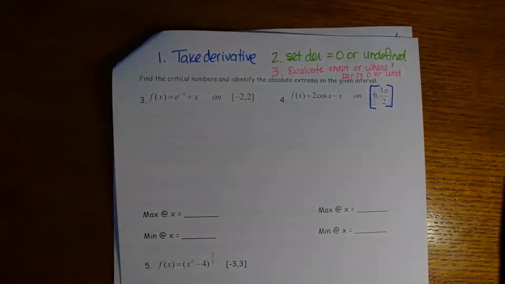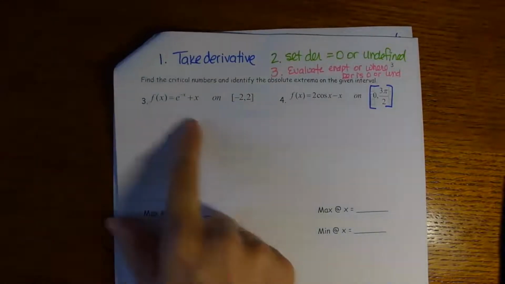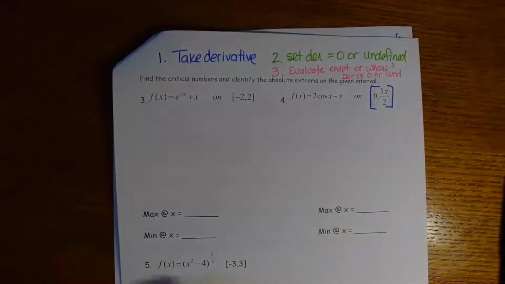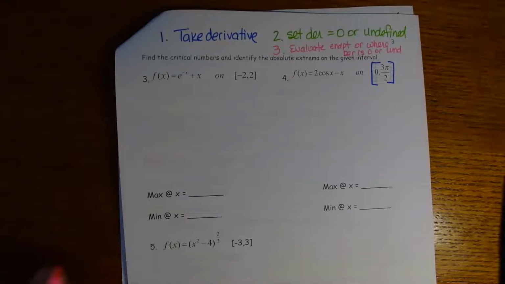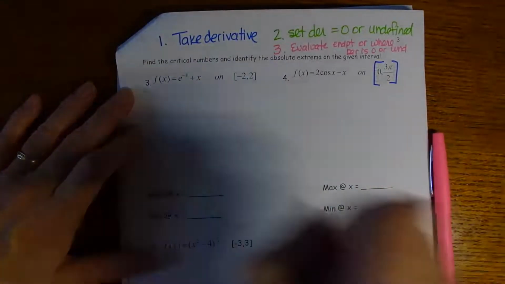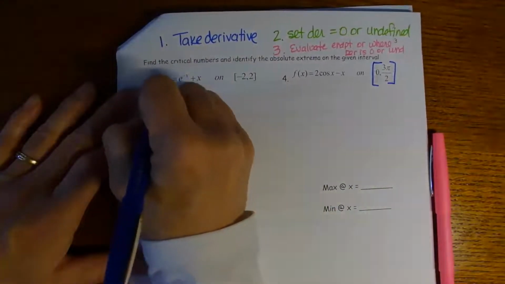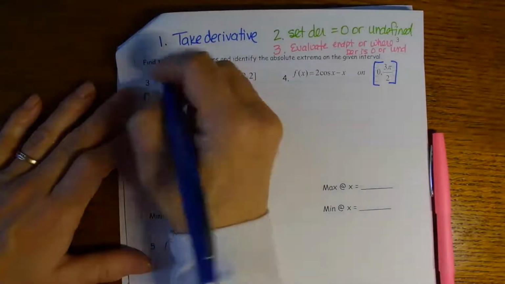Of course, you know, we can't have a simple polynomial. We need e's and trig and fractions. Okay, so step 1, find the derivative. I'm going to do my derivatives in blue.